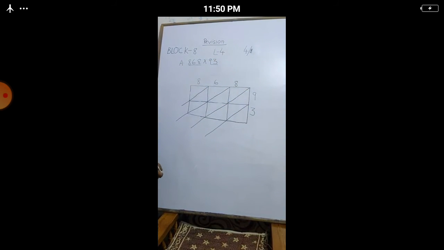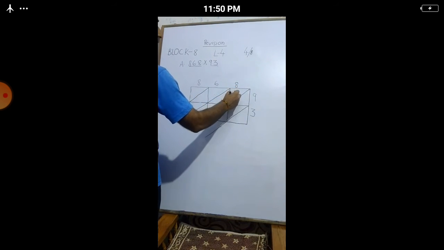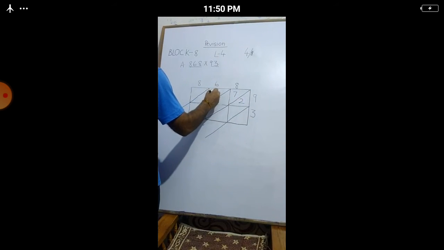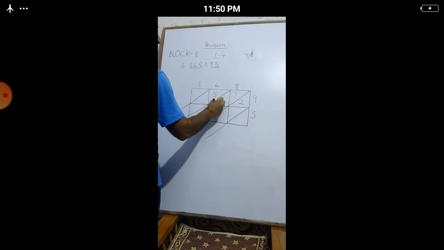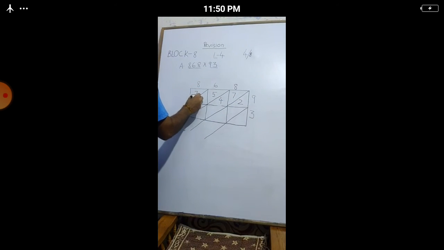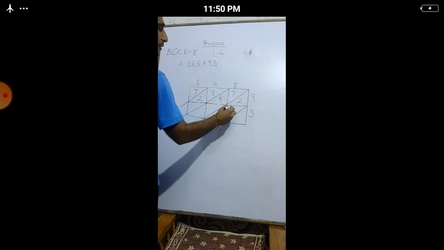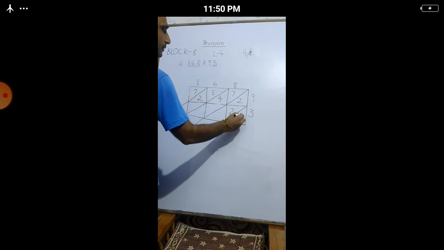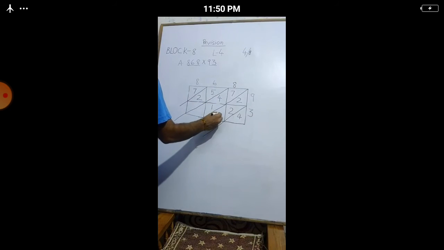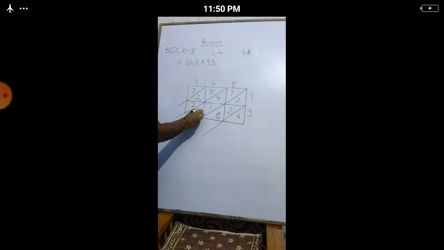Students, here you can see 9 8s are 72. 9 6s are 54. 9 8s are 72. Now children, from 3. 3 8s are 24. 3 6s are 18, and 3 8s are 24.